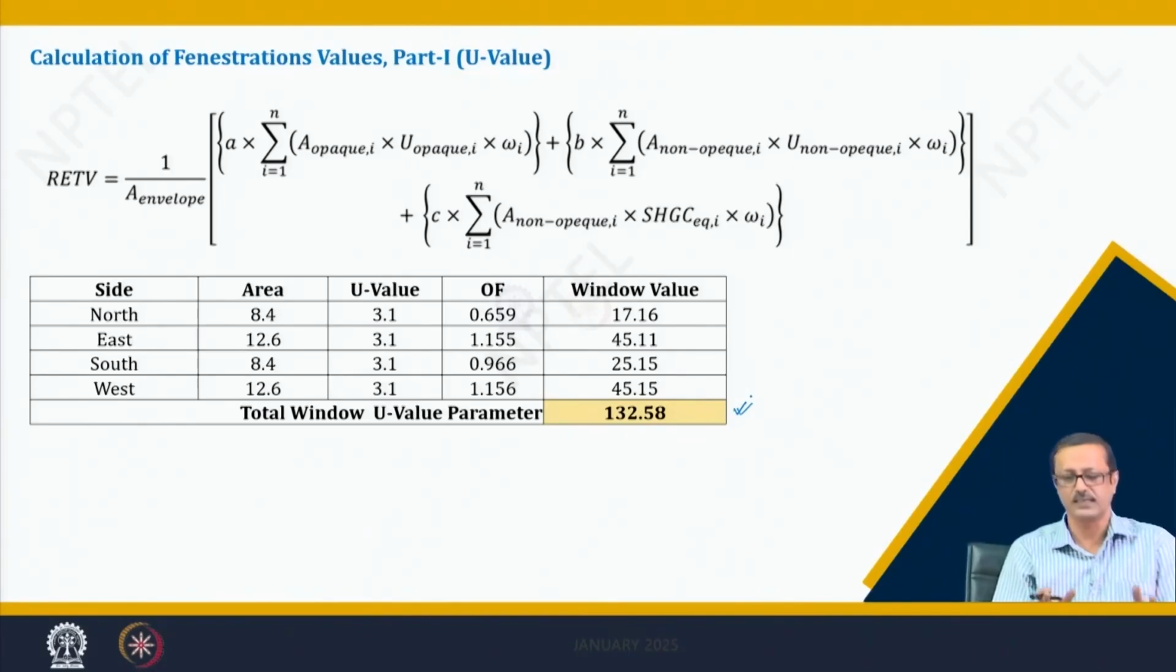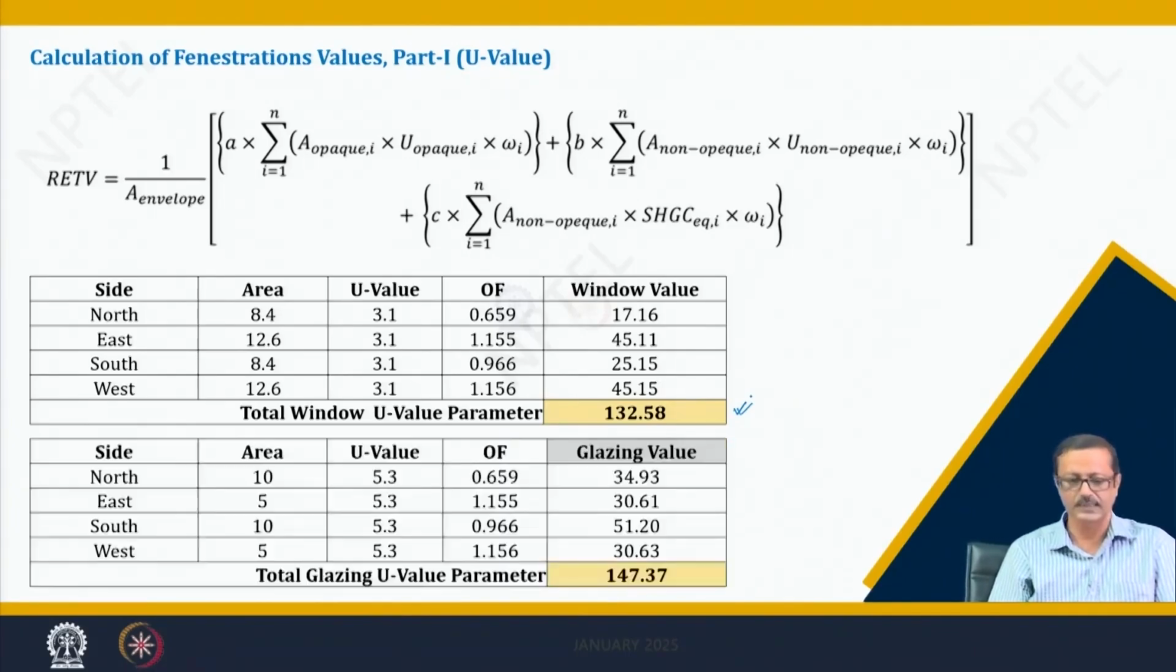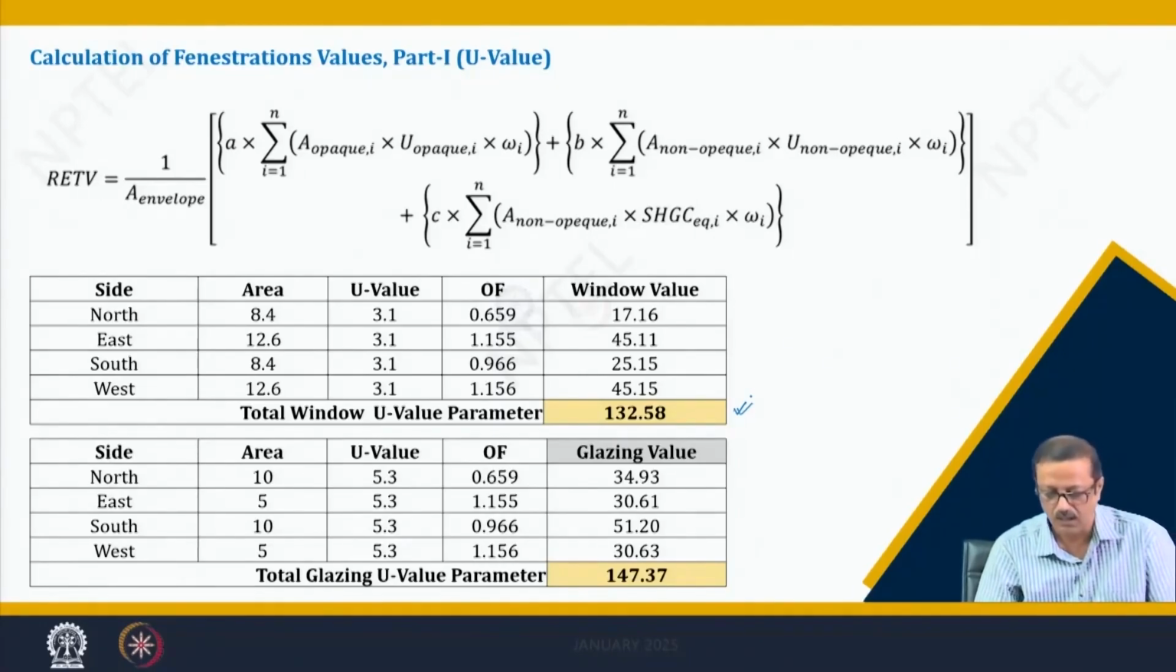132.58 is the product of the window part of the U value part. But I am still left with another part of the fenestration, which is the glazing. For that, the glazing areas 10 and 5 have been taken for north and south and east and west, and the U value has changed. It is a single glazing, so it is 5.3. The same orientation factor is kept for the calculation, and again multiplications and adding up gives me almost 147.37 as the glazing value.